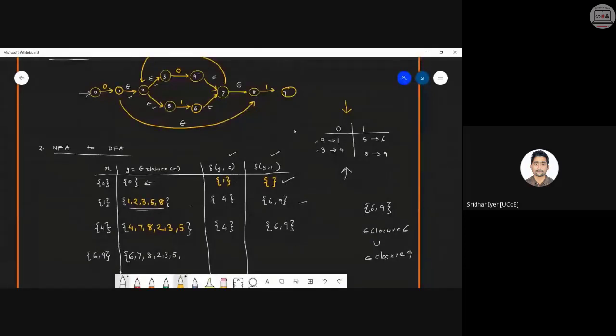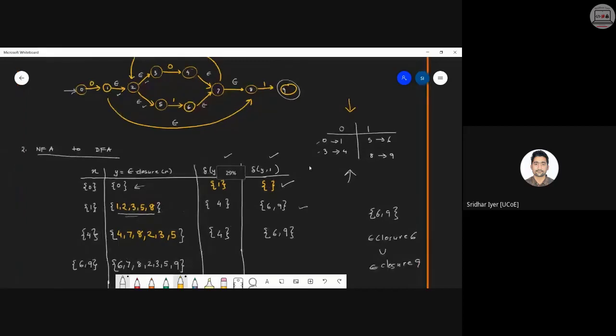Now consider 9. 9 is the last state. Okay, I forgot to mention it as the final state. 9 is the final state. From there, there is no epsilon path anywhere, so close it. So again check 6, 7, 8, 2, 3, 5, 9. Correct. So this is the answer I'm getting.